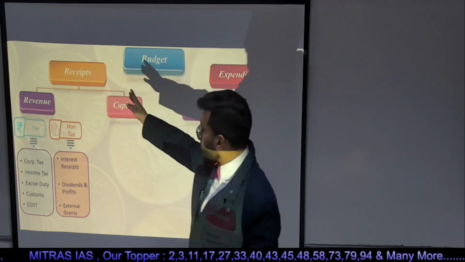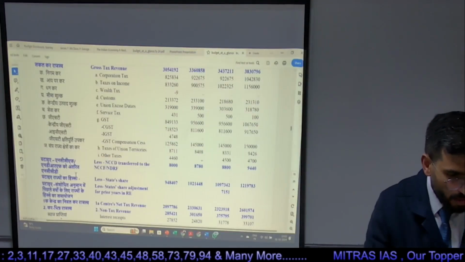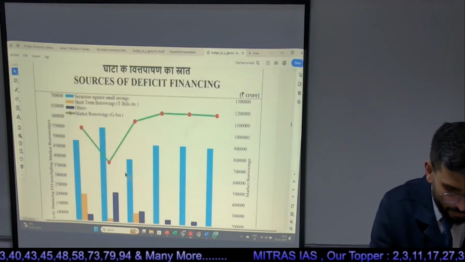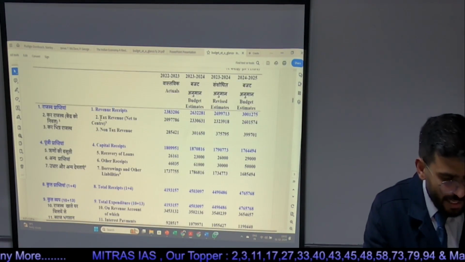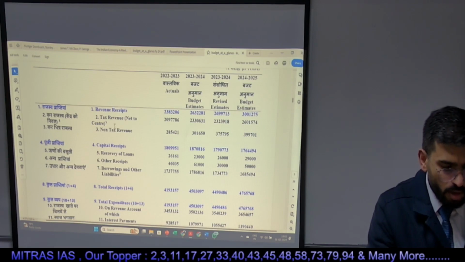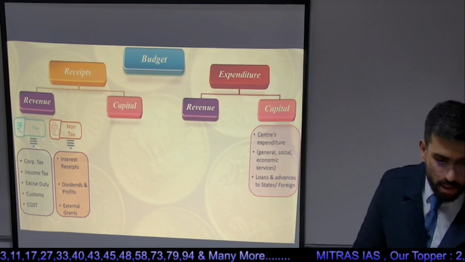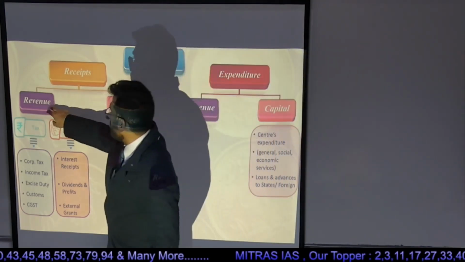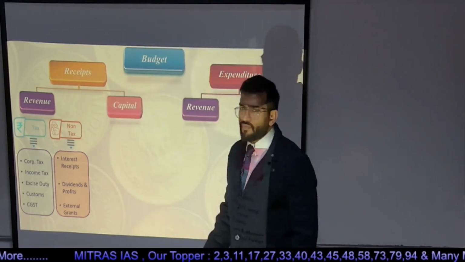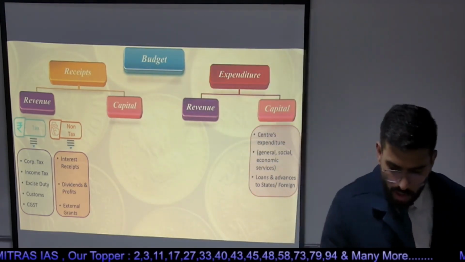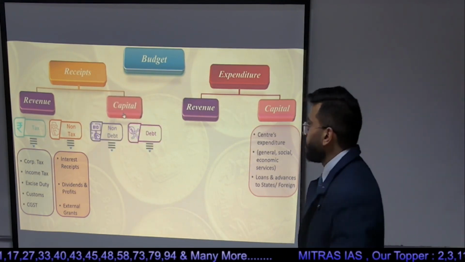Is this part clear? I'll just show it to you in budgetary terms. See, this is how it looks: tax revenue and non-tax revenue. This is what we call revenue receipts. But then you have capital receipts, in which the government actually changes its assets and liabilities.